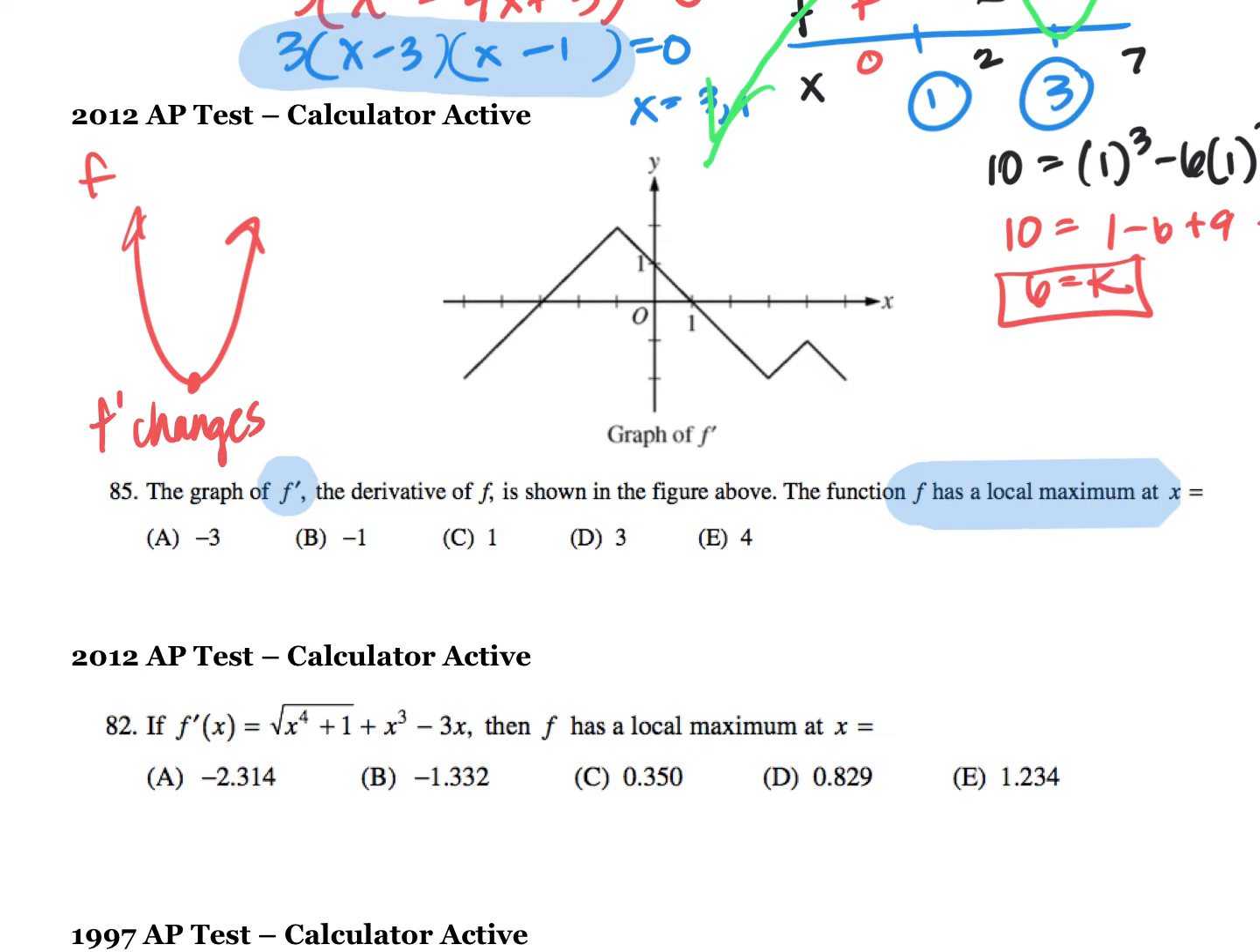What are my f primes here? Then what are my f primes? So I'm saying negative to positive. That's my little note here. My f primes need to change from negative to positive. What are my f primes here? They're negative values. What are my f prime values here? Positive. What are my f prime values here?